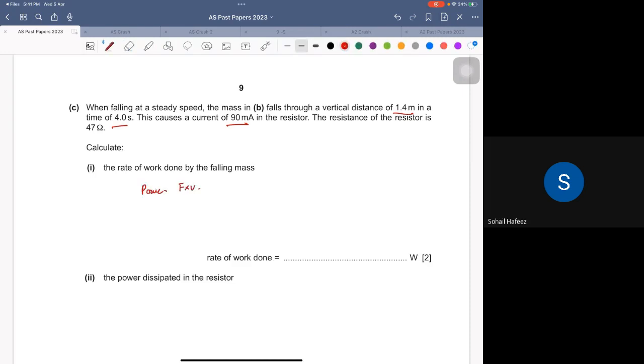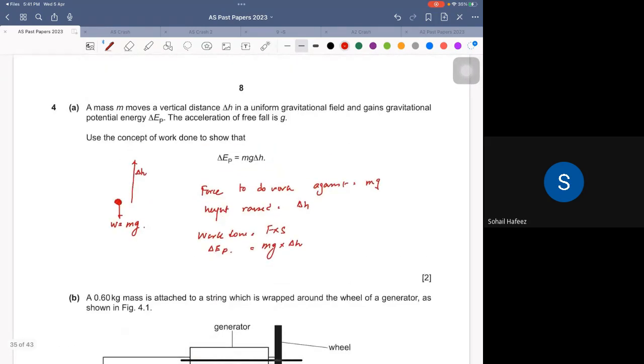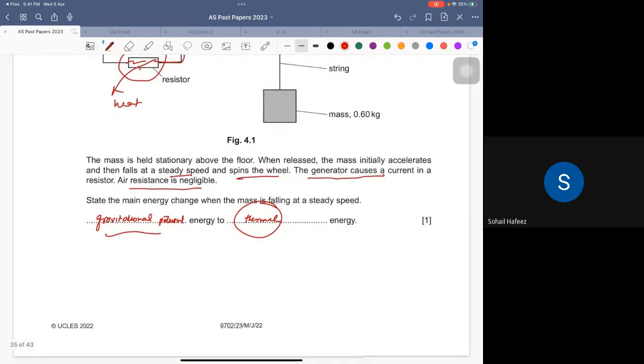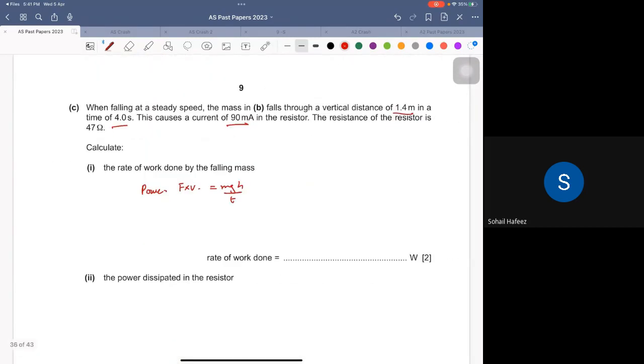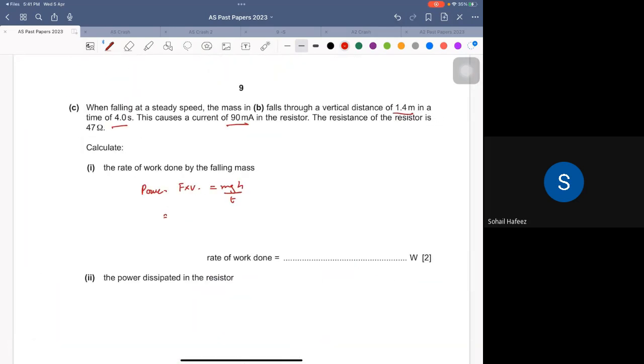So we can do force times velocity. Here we can do mg delta h over the time. Do we have the mass? Where did you get the mass? 0.6. In the diagram. Oh, yes, good. So 0.60 times 9.81, that would be the mg, and the height it has fallen is 1.4, and the time is 4.0. What do you get then?